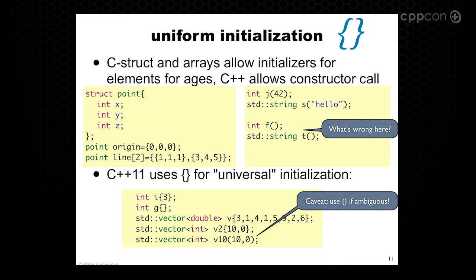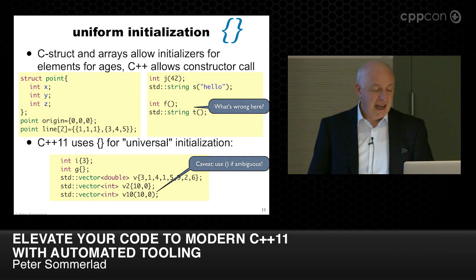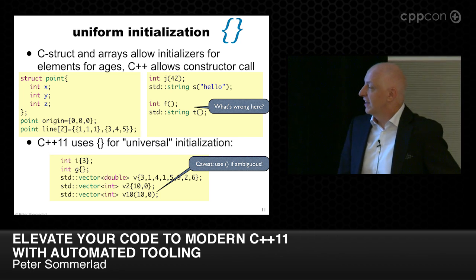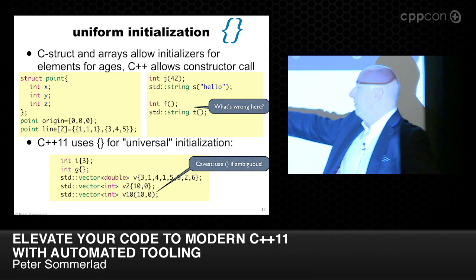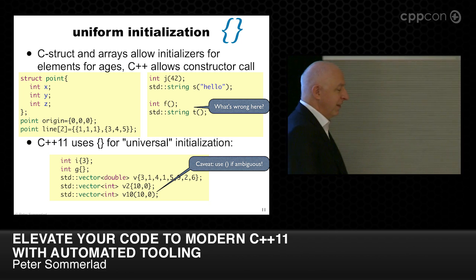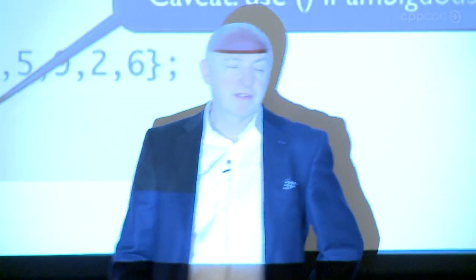So for those who come from C, using curlies has been around for ages, but only for plain old data types. We already learned that F and T are functions. And the bad thing is, when we use curly braces now, we can actually initialize vectors with a sequence of elements. But if this sequence of elements also matches an existing vector constructor, like a vector of int, where I can say I want 10 ints initialized with 0, if I want that, I have to use parentheses again.